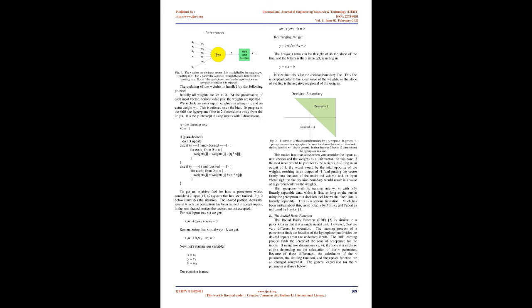This line is perpendicular to the ideal value of the weights, so the slope of the line is the negative reciprocal of the weights. Fig 2. Illustration of the decision boundary for a perceptron.